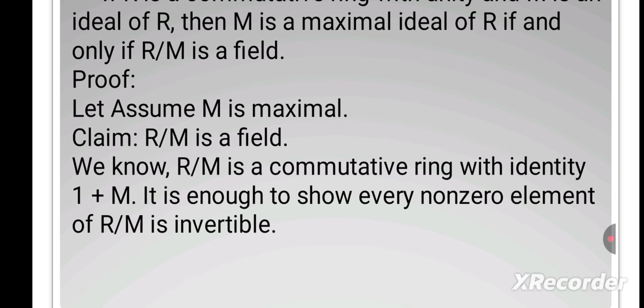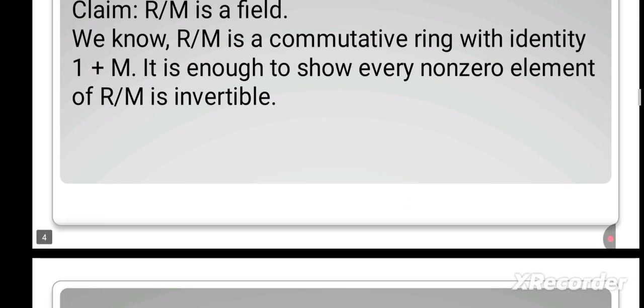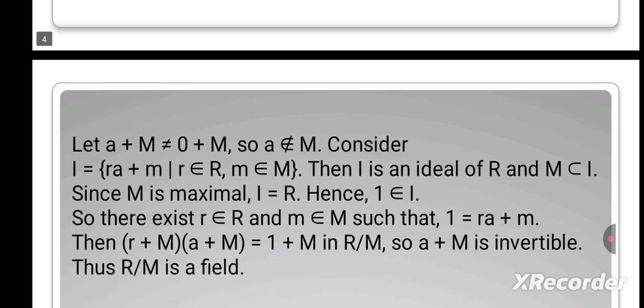Since it is an if and only if case, first let us assume M is maximal and we have to prove that R/M is a field. We know R/M is a commutative ring with unity 1 plus M. So it is enough to show that every non-zero element of R/M is invertible. For that, let a plus M not be equal to 0 plus M. So a does not belong to M.